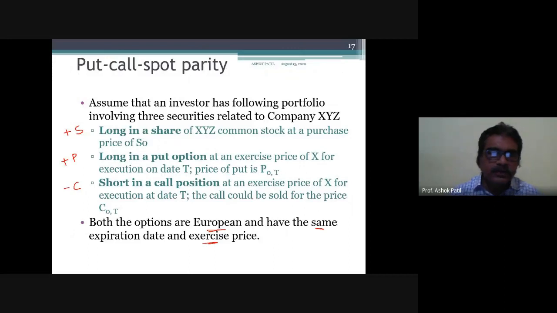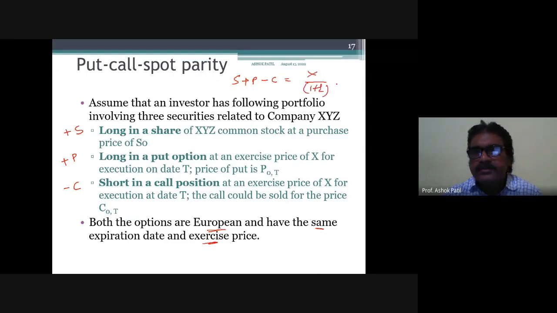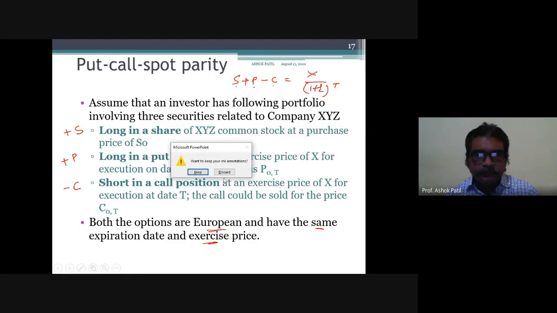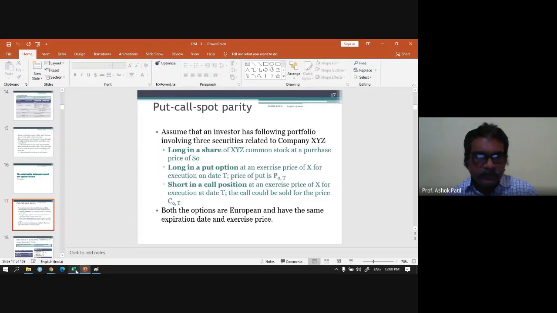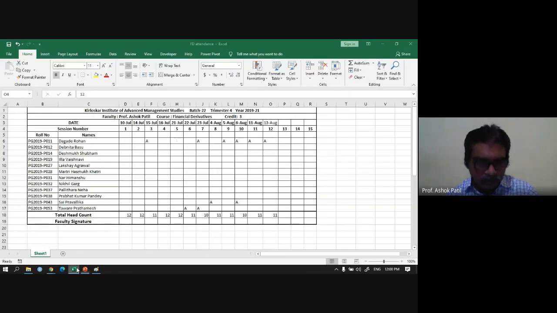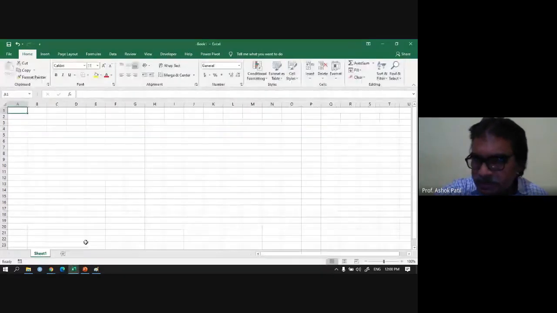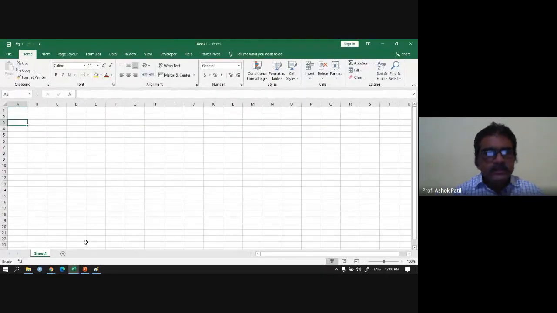Have you understood the concept and how we derived S plus P minus C is equal to X upon 1 plus RFR raised to T, with T being the maturity period? S is long share, long put, short call. So is this clear? We'll also do the same thing in an Excel sheet now, and if some of you are thinking that we should do it in Excel, we'll do that.